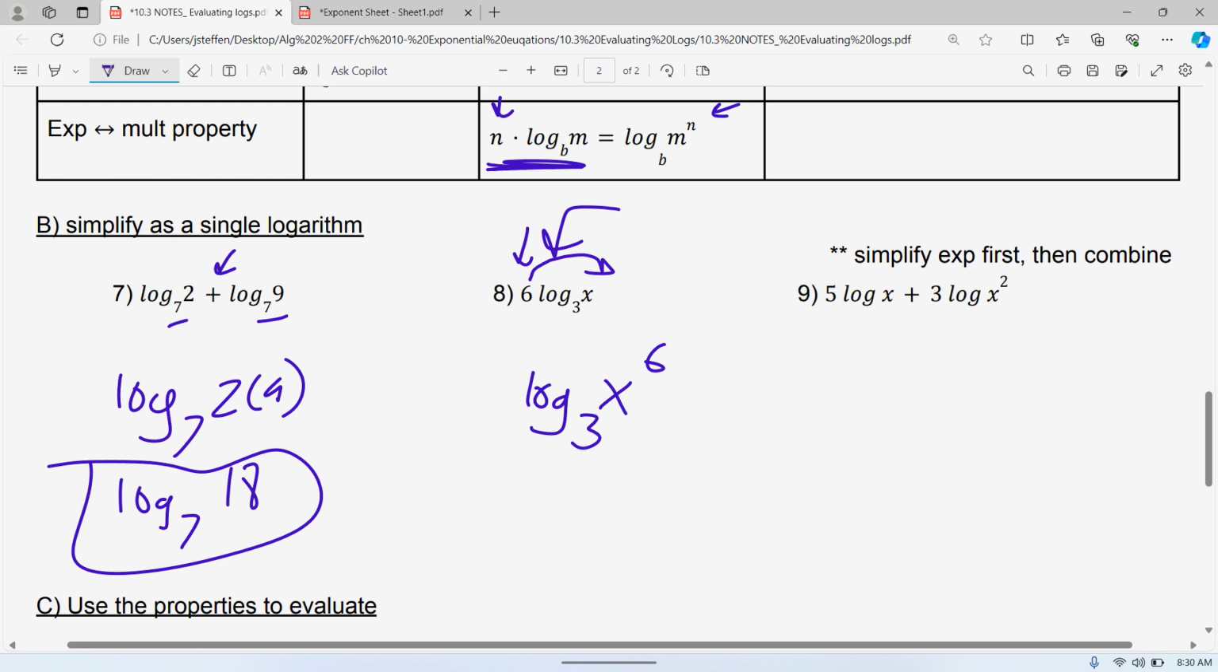Now, the reason that property is also really useful is because if you look at this number 9, we can't do anything with that. We can't add those together because we have the 5 and the 3. So at first glance, we have adding. Adding needs multiplication, but we can't do it because, again, we have that 5 in front and that 3. So before we do anything, we can get rid of those numbers in front by putting them as exponents.